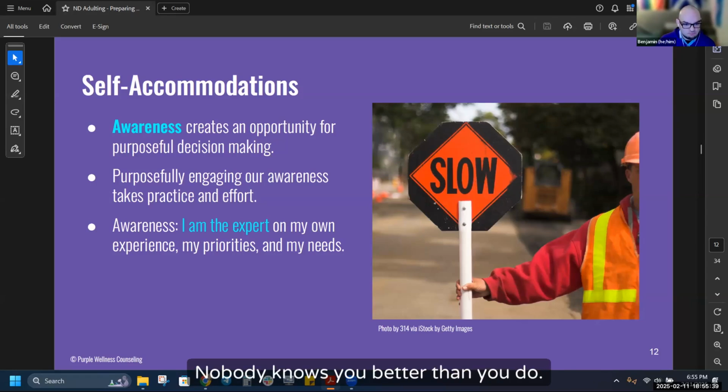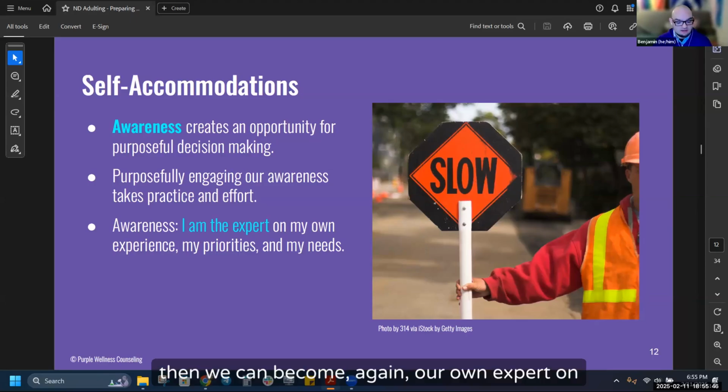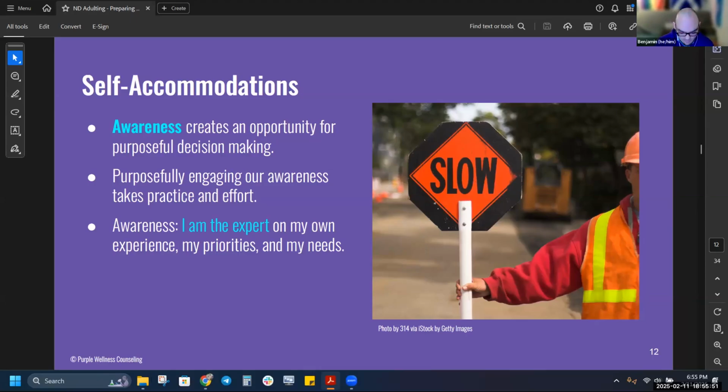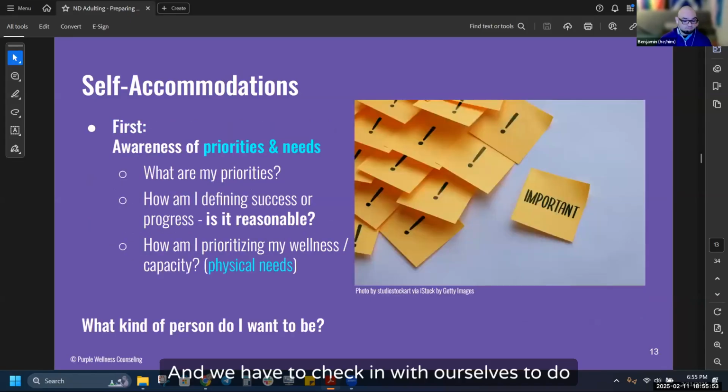Nobody knows you better than you do. Nobody can see inside your head. And so if we can build on our awareness of that, then we can become, again, our own expert on our own needs, our priorities, what's going on with us. And we have to check in with ourselves to do that.